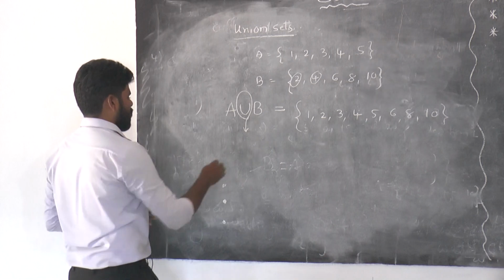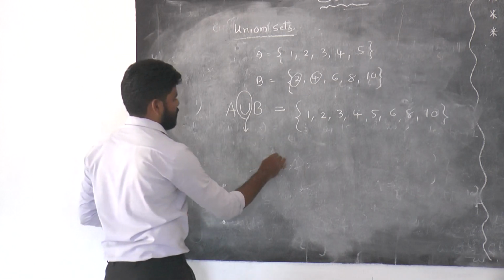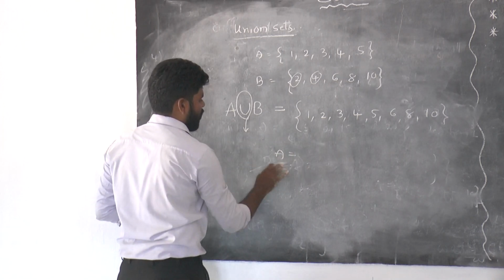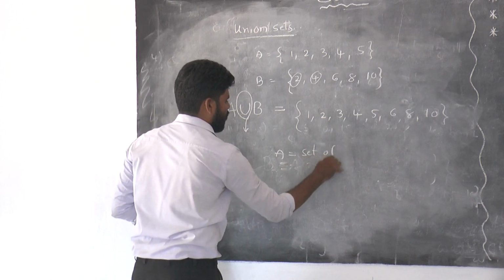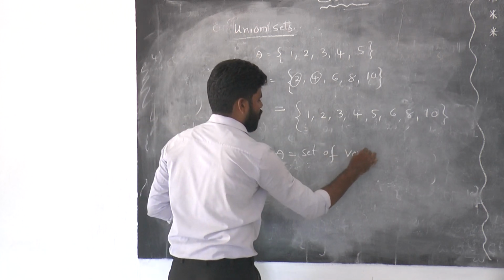So for example, let's take an example, A is equal to the set of covariates.